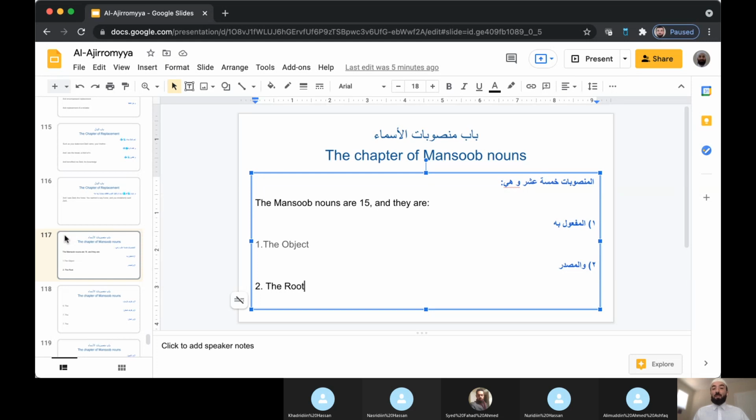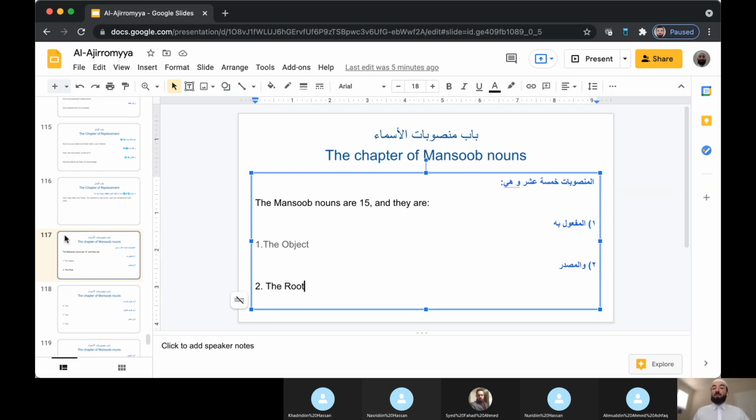Horse, the object, is the part of the sentence that an action is being acted upon. Meaning, for example, you say Zaid hit Amr. Amr is being beaten here, right? And so the action is being performed on Amr. So he is the object.